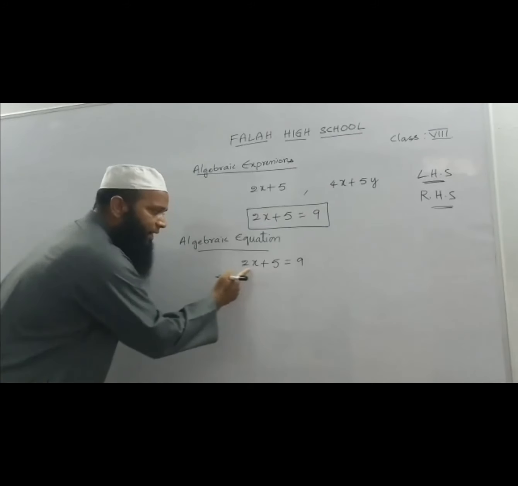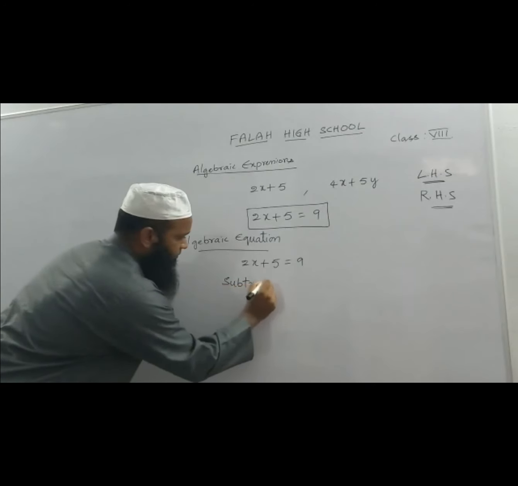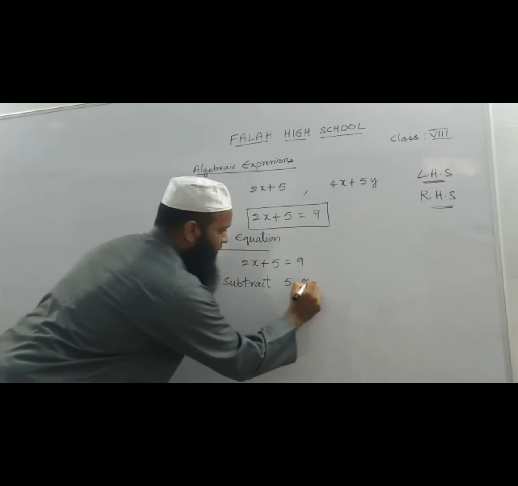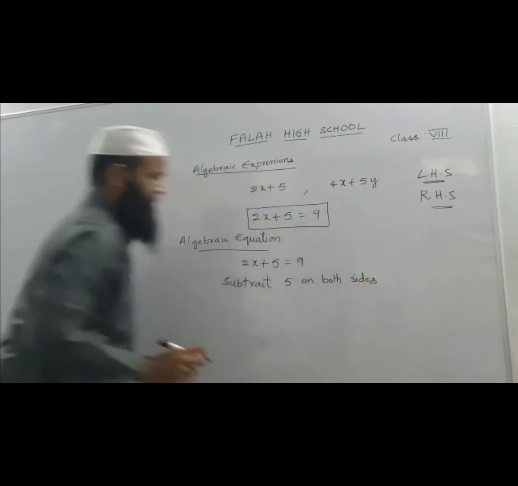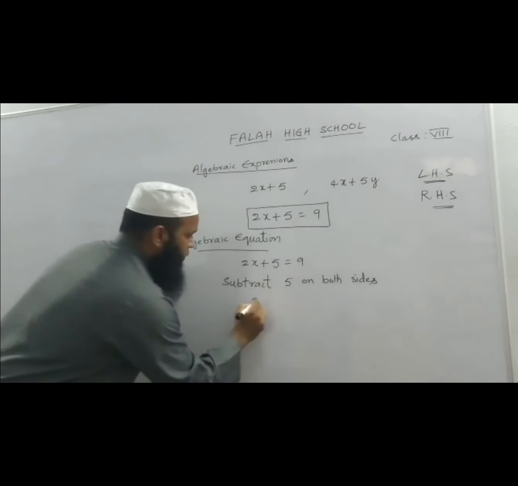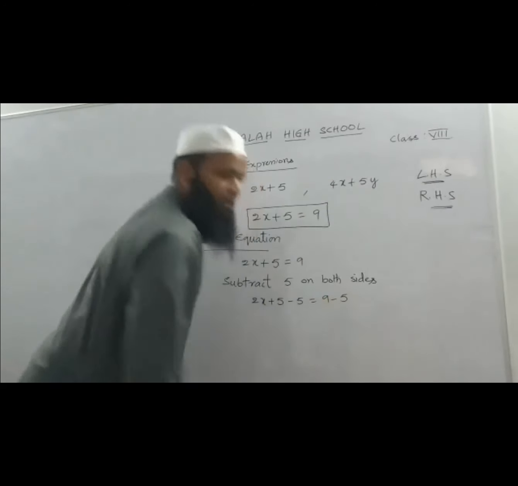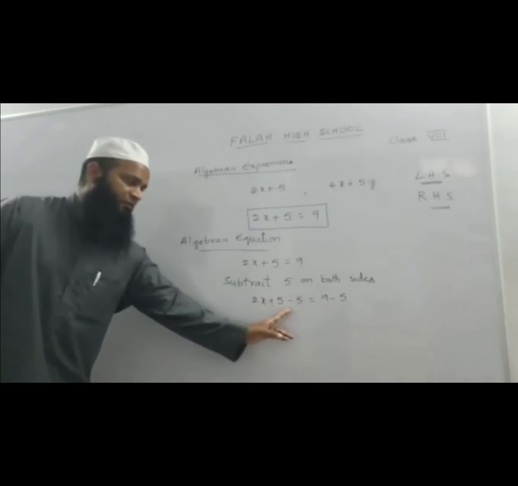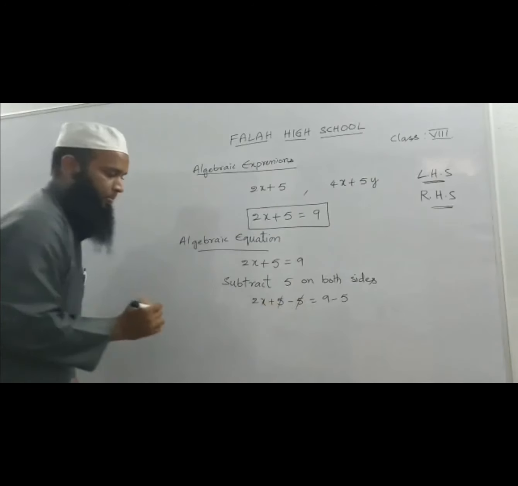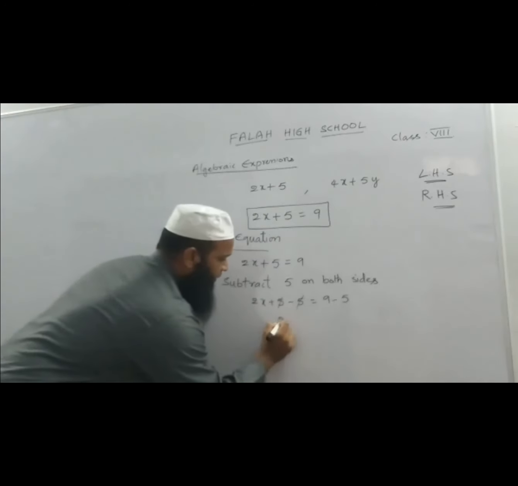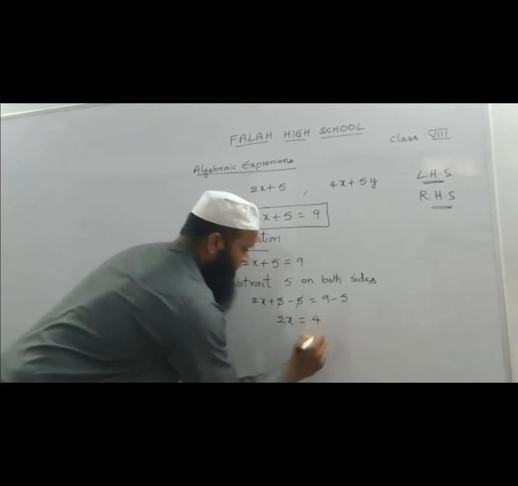Here 5 is added to 2x. Let me subtract 5 on both sides. So I can write it as 2x plus 5 minus 5 equal to 9 minus 5. Here 5 and minus 5 get cancelled because 5 minus 5 is equal to 0. So I am left with 2x equal to 9 minus 5. 9 minus 5 is 4.